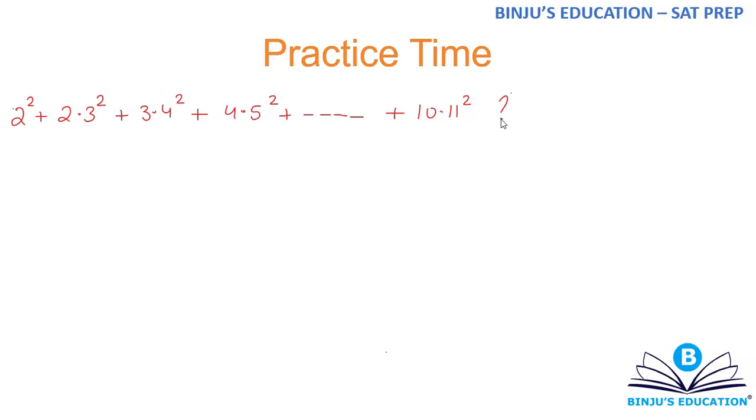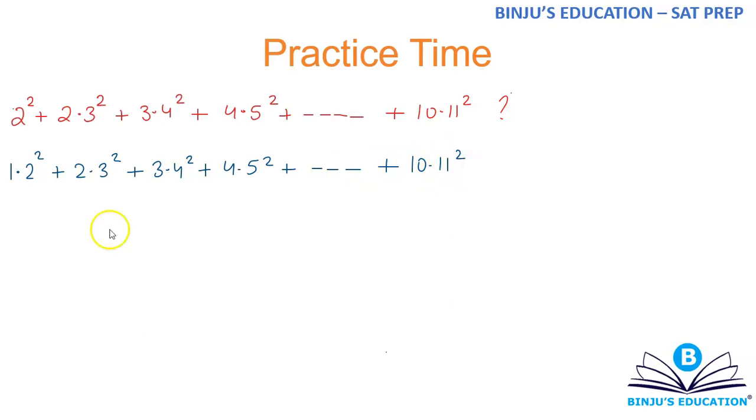All right, let's see what we can do with this one. How can I solve this one? How can I deduce a pattern which is going to help me in solving the question? I have 1 into 2 square, because 1 into 2 square is nothing but 2 square, plus 2 into 3 square plus 3 into 4 square plus 4 into 5 square and so on and so forth up to 10 into 11 square.